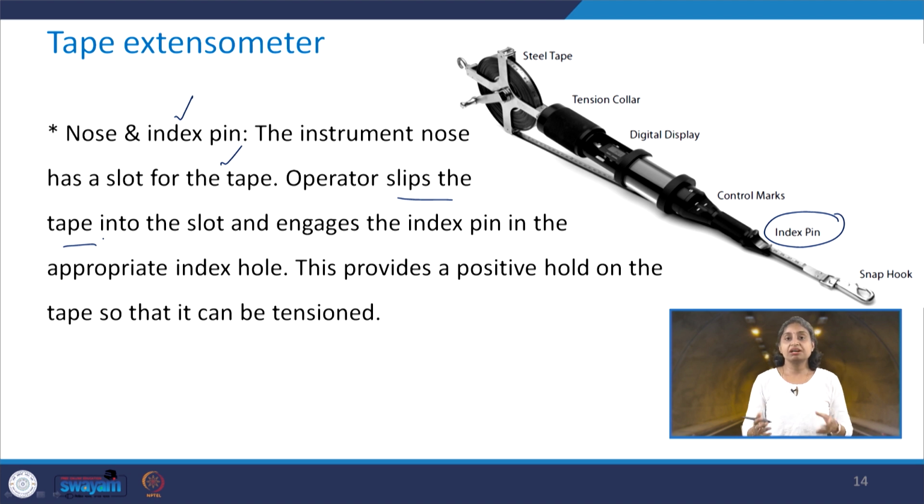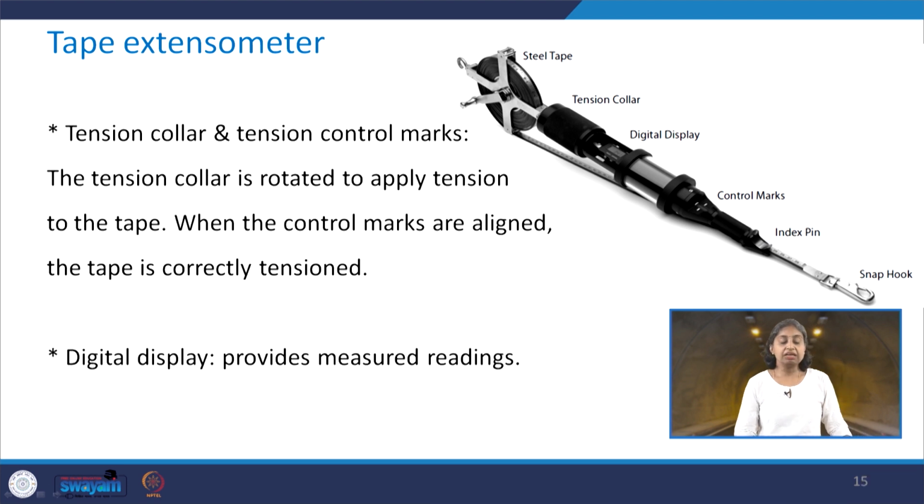What this operation does is give a positive hold onto the tape so that it can be tensioned properly. If the tape is not tensioned properly between the two reference points, if it is loose, then the measured distance will be more than the accurate one. And if you have tensioned it more, then it may create some problem with the tape, or the tape can break, or the reading that you get will not be proper. So proper tensioning of the tape is needed.